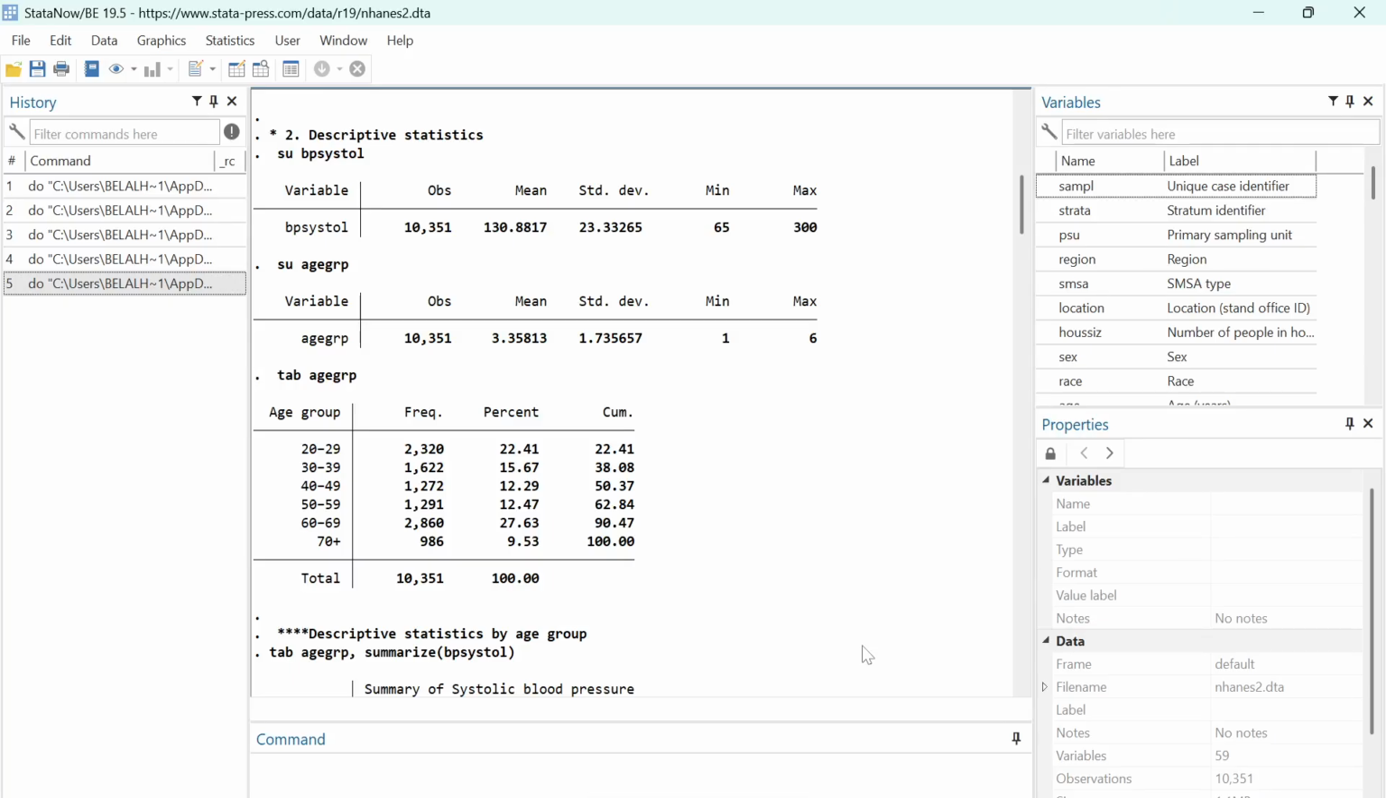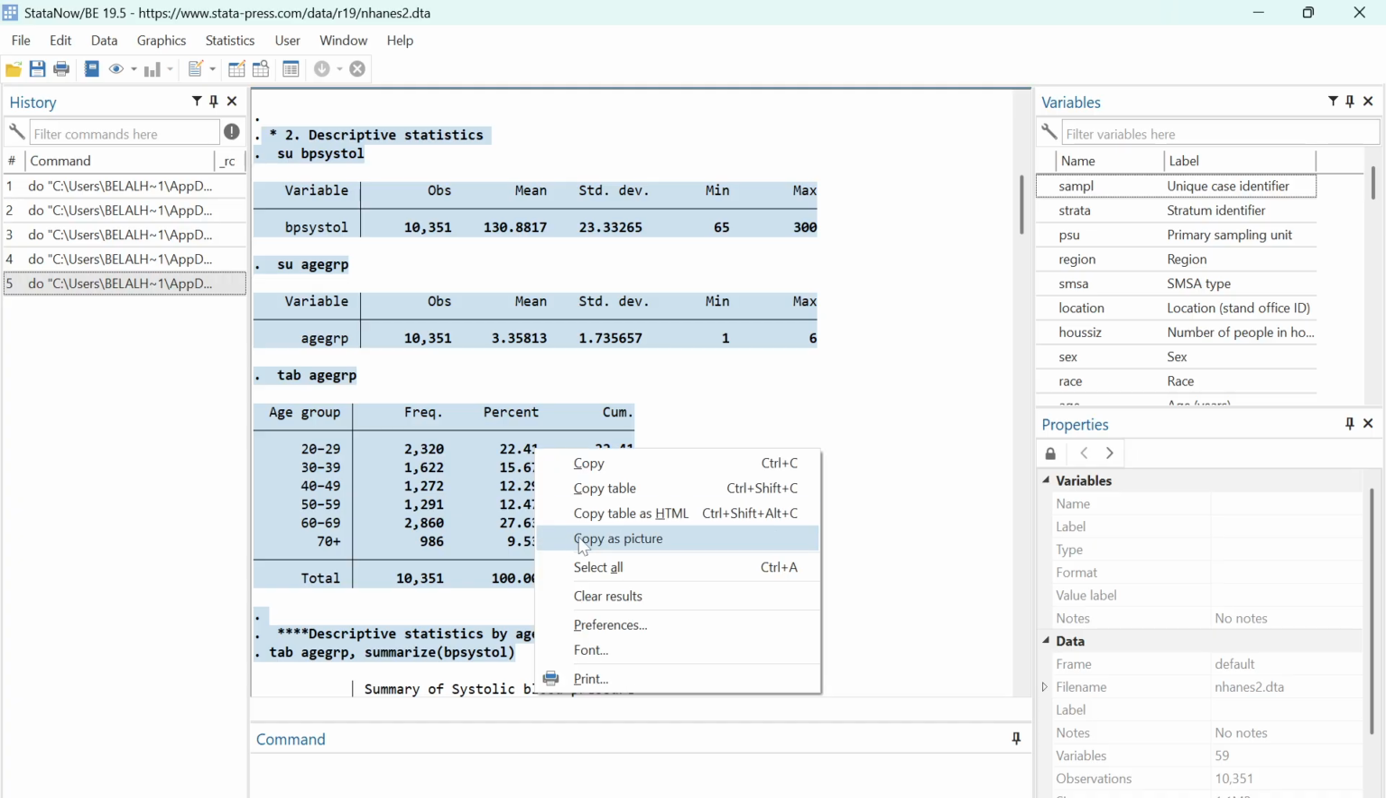In this tutorial, I'm going to talk about how we report our ANOVA results in a journal style. One thing that you must remember is that once you produce your results in the Stata interface, like we did for descriptive statistics here, we do not copy these results and paste them into a report in a Word file.